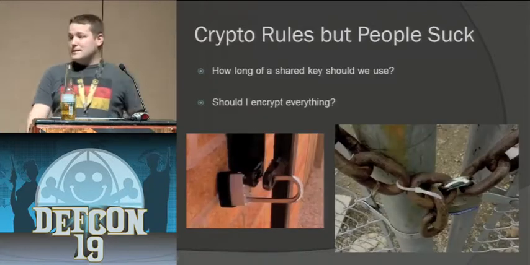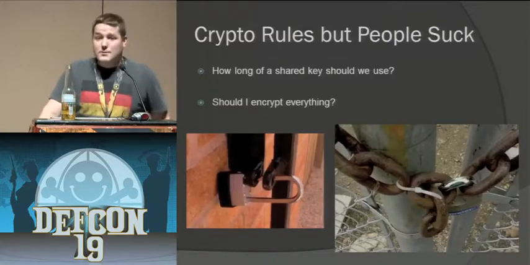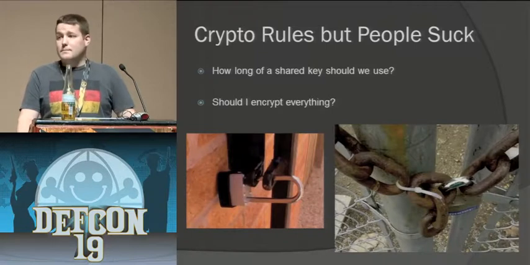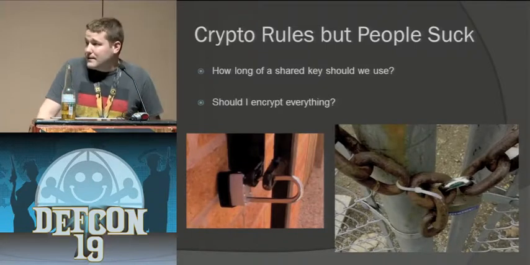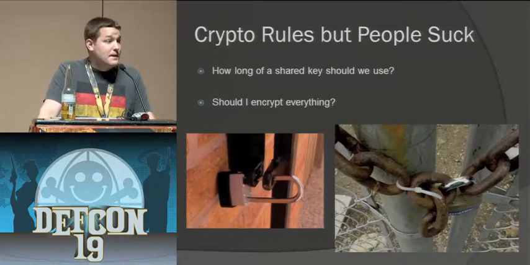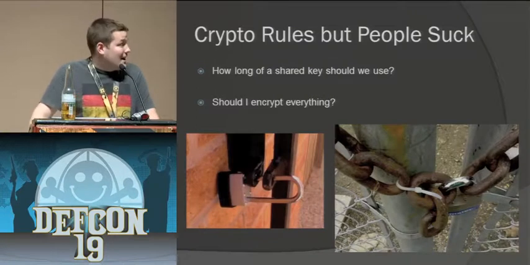All right, so get back to people. Crypto does rule. It absolutely rocks. Like I said, the math behind it is amazing. By definition, if you have a 128-bit key, it should take 2 to the 127th tries on average to crack it. So no supercomputer is going to be doing that.